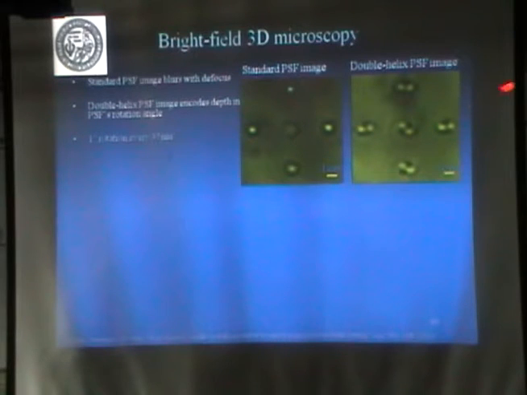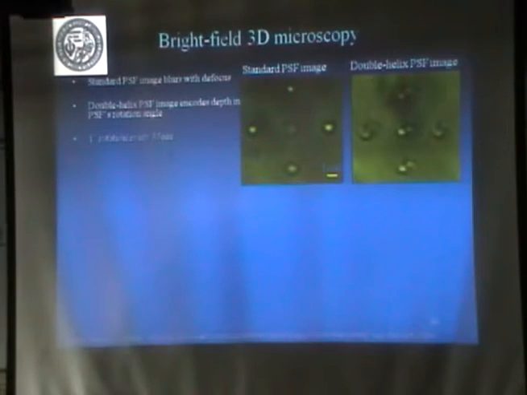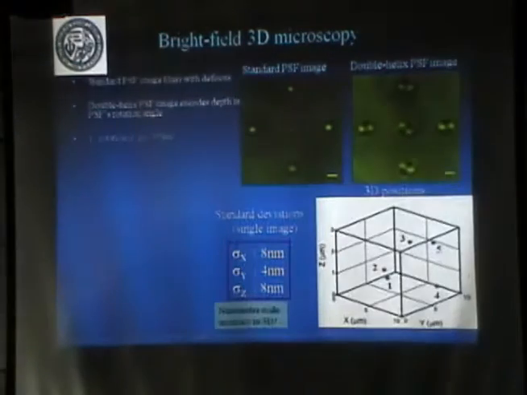Everybody sees the angle here, right? Now I have a movie. In this movie I move the object back and forth. So again, you can localize things with some 10 nanometer or better.